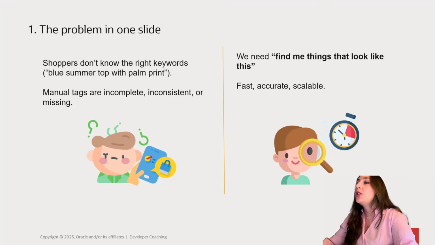page after page of results. So what we really want is this. Find me things, for example, that look like this. It can be based on an image or natural language description. And then we need that to be fast, accurate, and scalable. So this is exactly the problem that we are going to address with vector search and recommendations.